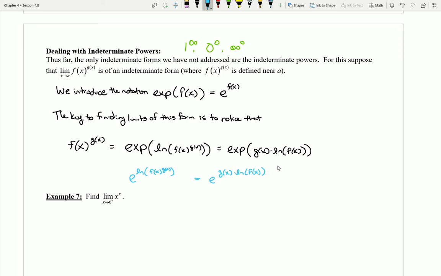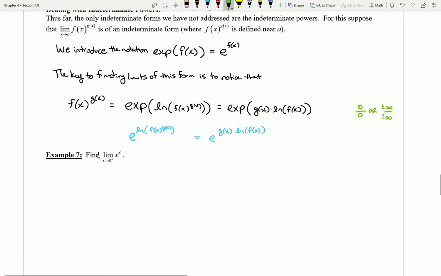The reason this is useful is because once I'm in this form, the limit that I have would now be applied to the exponent, and I might be able to slowly work out of one of these indeterminate forms into an indeterminate form of 0 over 0 or infinity over infinity.